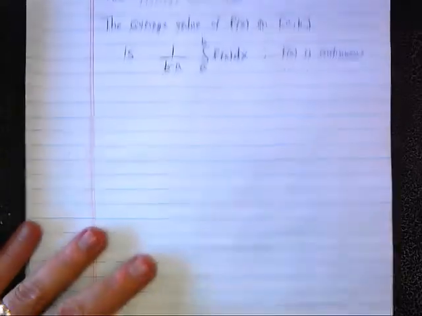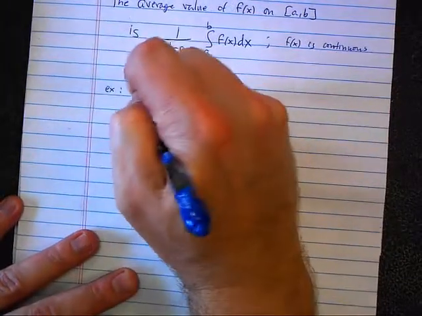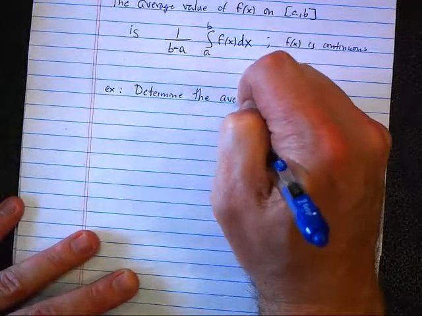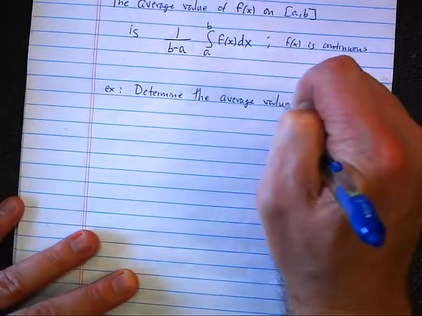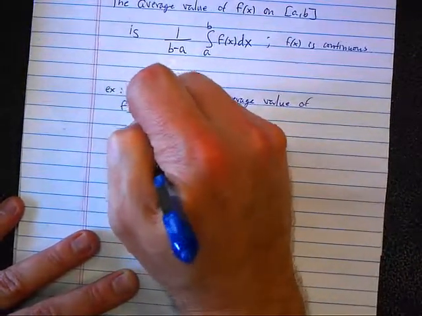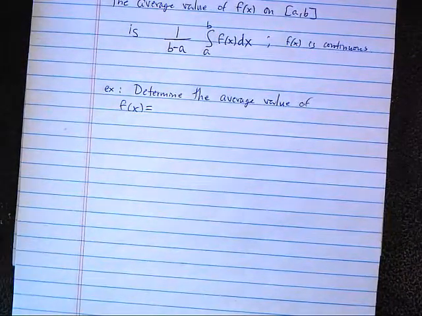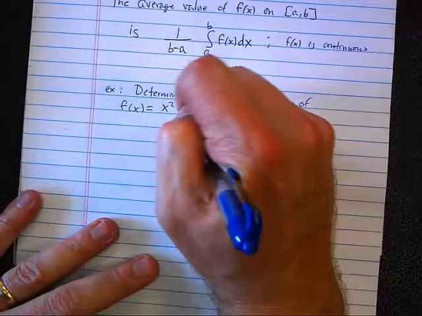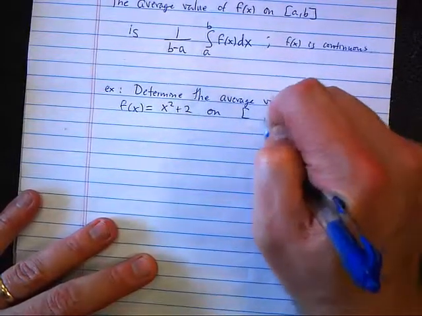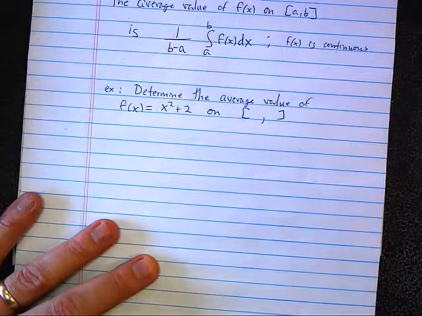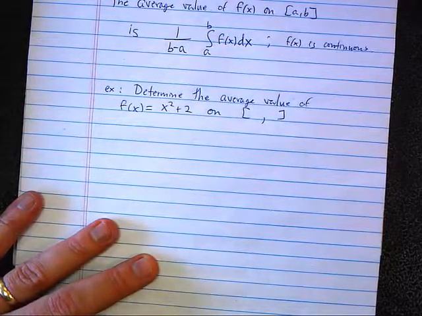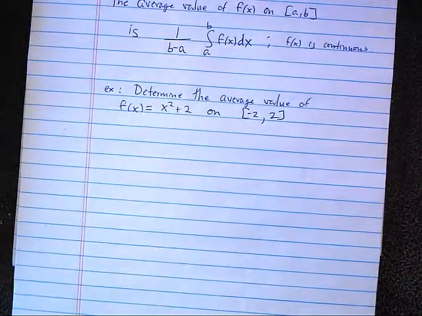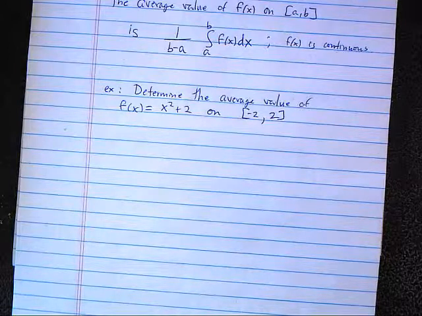All right, so, example. Determine the average value of f of x equals, somebody give me a nice continuous function. x squared plus 2 on, what's your interval? 2 to 2? I was going to say 2 to 2 would be very easy. 2 to 2, I wouldn't have to do any work. The answer would be 0.